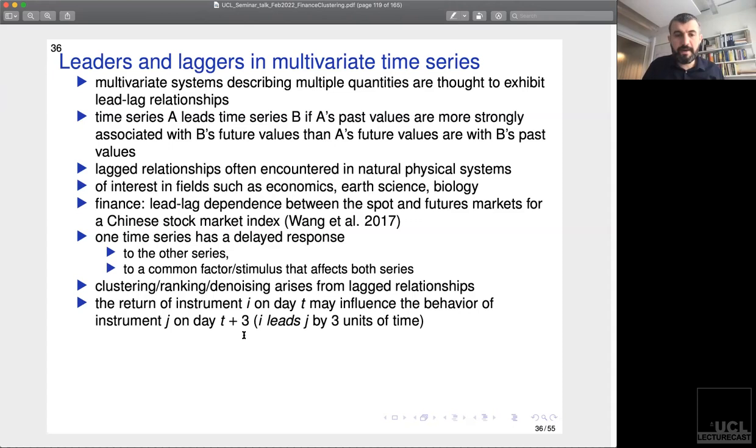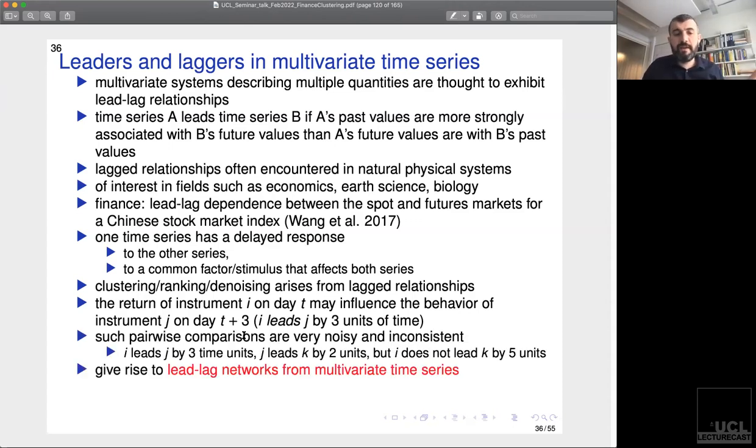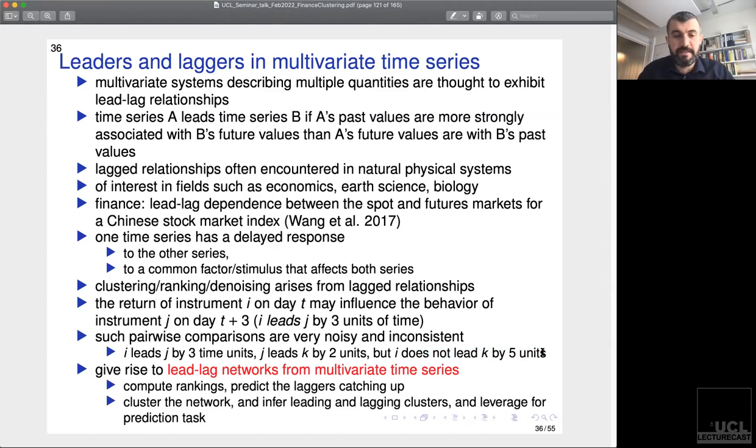When you build these pairwise comparison matrices, they're going to be very noisy and inconsistent. Those of you who've worked on ranking problems, this might ring a bell. It could happen that I leads J by 3 units of time, J leads K by 2 units of time, but I does not lead K by 5 units of time. Maybe it will lead by only 3, or maybe it will lag by 1, just because of how noise fell on this edge measurement.